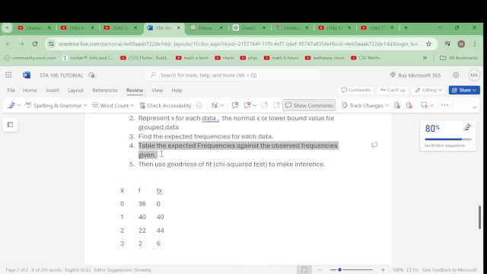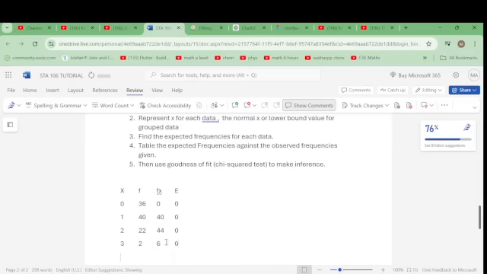Then the next step is to table the expected frequency against the observed frequency. When you get your answer for each of these, you make another table here and call it E, the expected frequency. You now get each one for this data. We have not done it, so we are putting 0 for now.